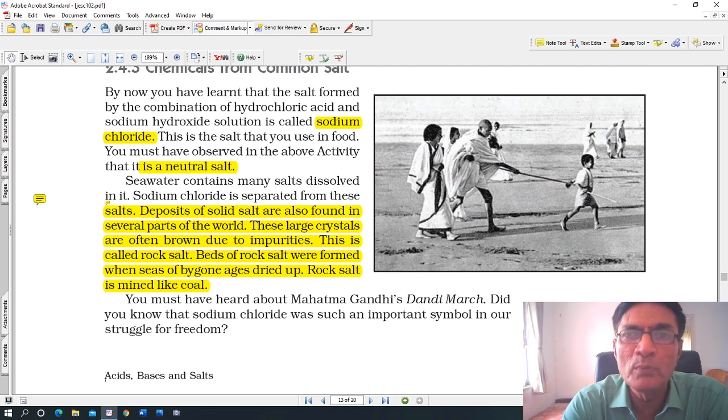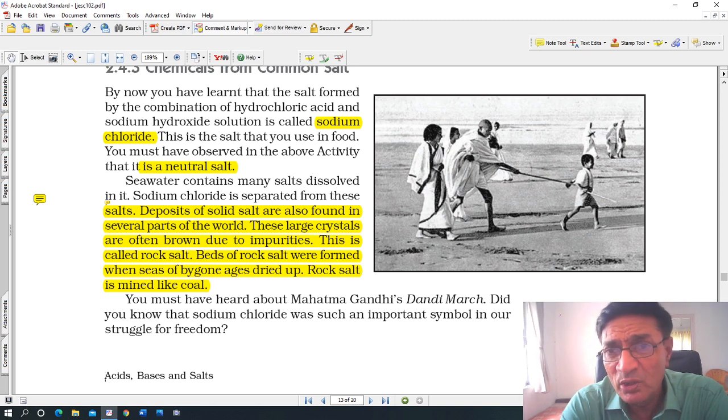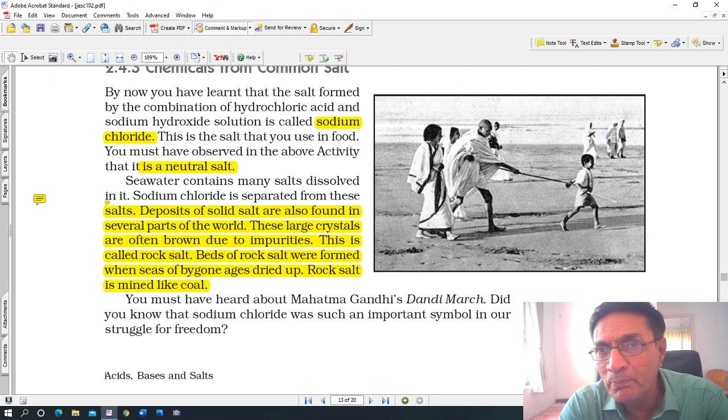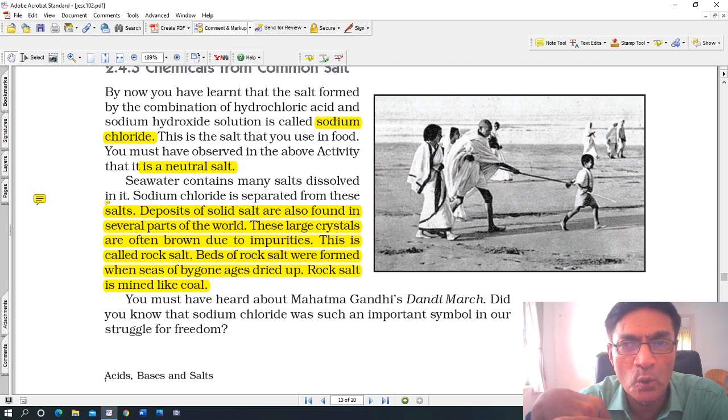It is called rock salt because it is obtained from the rocks and from the muddy environment in the soil, and that's why it's brown in color. Beds of rock salt were formed when seas of bygone ages, thousands of millions of years ago, those ancient seas and oceans, evaporated, leaving behind a lot of salt. That can be mined also, just like you can mine coal and things like that.